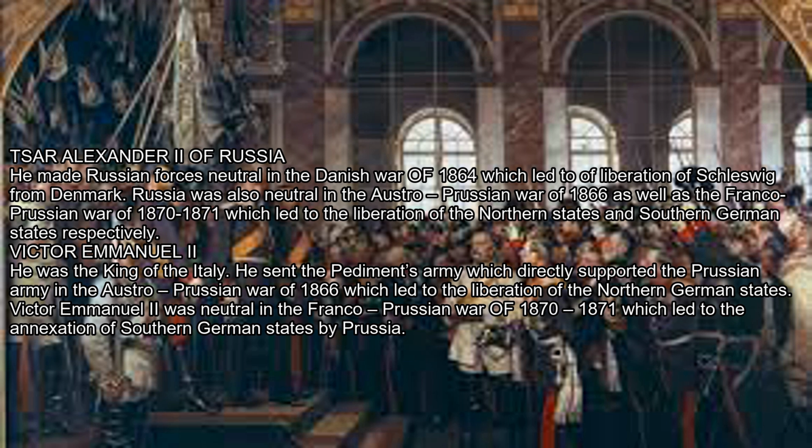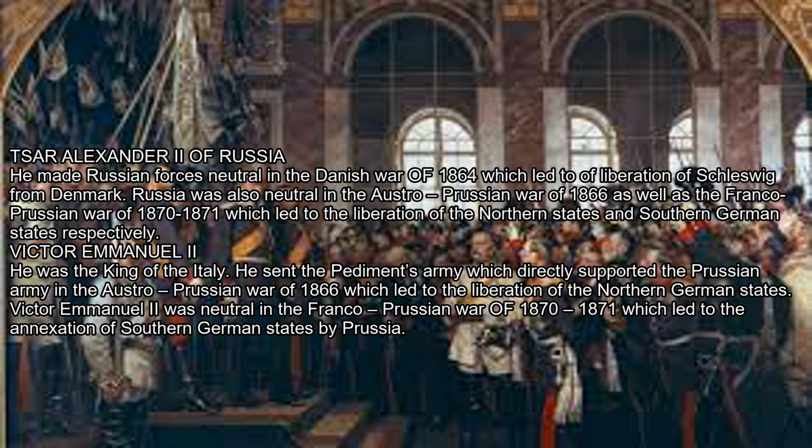Tsar Alexander II of Russia. He made Russian forces neutral in the Danish War of 1864, which led to the liberation of Schleswig from Denmark. Russia was also neutral in the Austro-Prussian War of 1866 as well as the Franco-Prussian War of 1870–1871, which led to the liberation of the northern states and southern German states respectively.